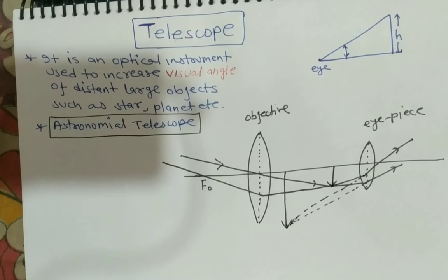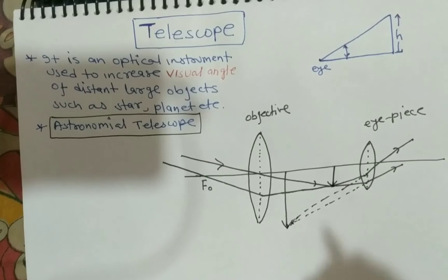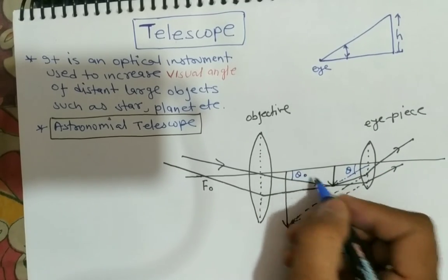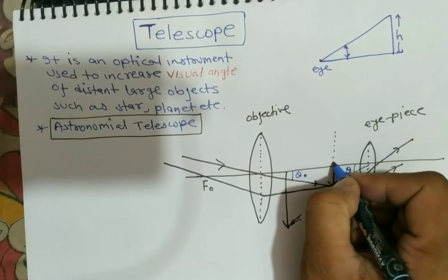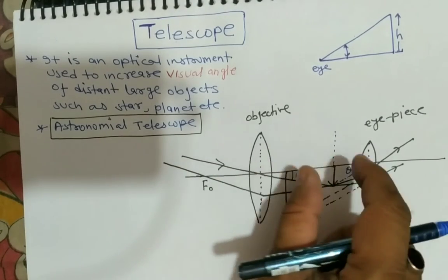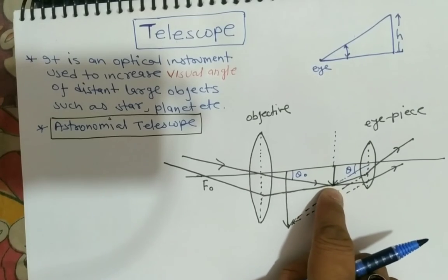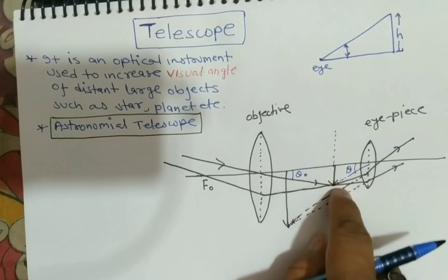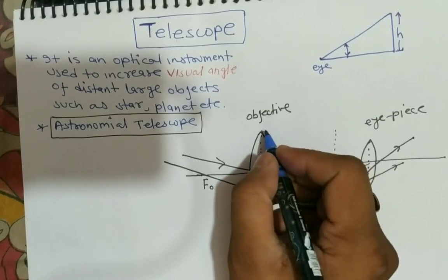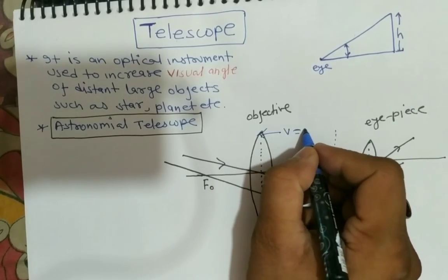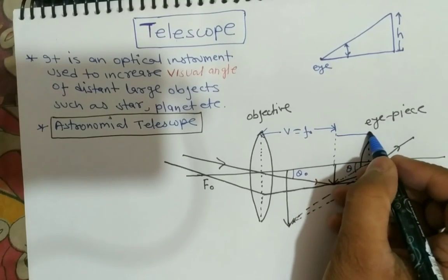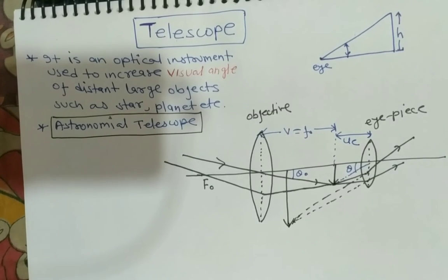Now let us mark this as theta and this as theta naught. As we know, in a telescope or microscope the first image by the objective is always made in the focal plane of the eyepiece. So it is the image formed in the focal plane of the eyepiece. This distance is V, and in general we take it at a distance of F naught. And this distance is UE, the object distance for the eyepiece.